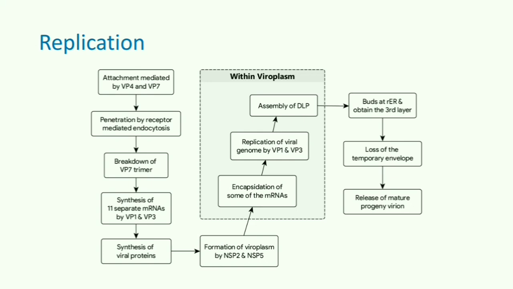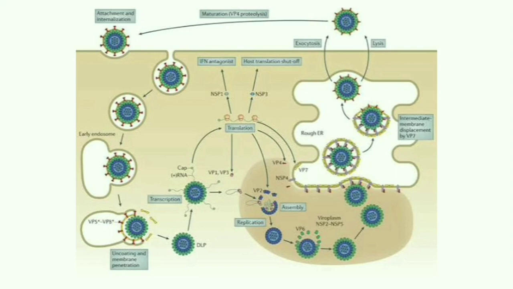In the endoplasmic reticulum, DLPs bud and obtain a temporary envelope. In the envelope, there is VP4 and VP7, that is the third layer. After that, the temporary envelope is lost and mature triple-layered particles are released. Here you can see the replication process.